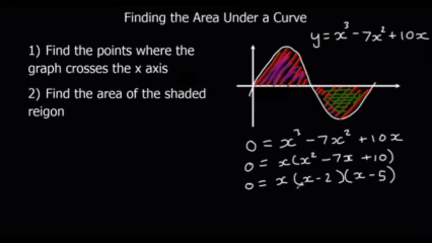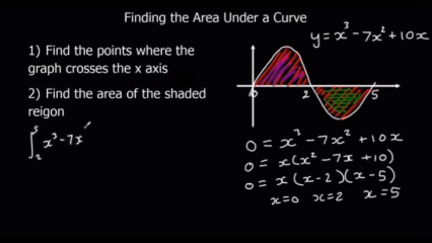So where does it cross the x-axis? It crosses at x equals 0, x equals 2, and x equals 5. So we've got 0 here, 2 here, and 5 here. So to find the total area, the area of the shaded region, we're going to do two separate questions almost. So we're going to do the area in between 5 and 2, and separately we'll do the area between 2 and 0.